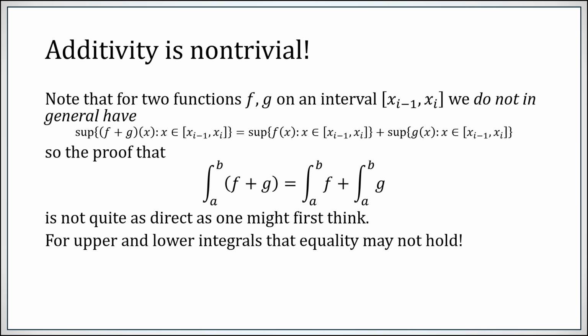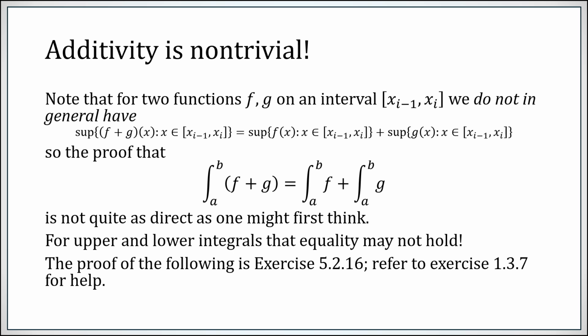Now, if f and g are assumed to be integrable, you will be able to cover this result. But for arbitrary functions f and g, you cannot. So whatever your proof in that exercise is, integrability of f and g is key to proving that the upper integral of f plus g is equal to the upper integral of f plus the upper integral of g, and similar for lower integrals. Okay, now the proof of the following is exercise 5.2.16, and refer back to exercise 1.3.7 for some steps.